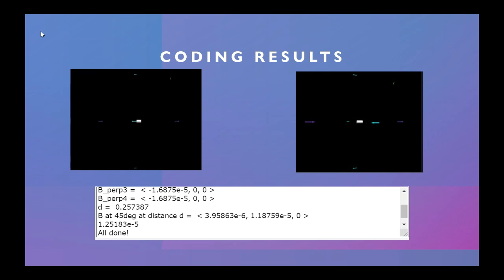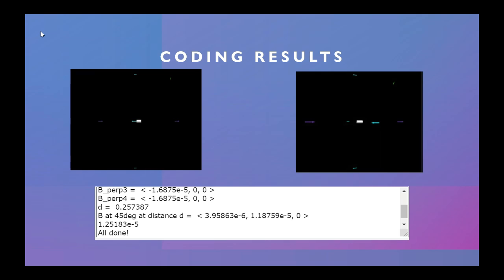These are the computational models that we found after plugging in the code. If you'll notice, the purple arrows are the magnetic field arrows that are on the axis of the bar magnet. The blue arrows are the perpendicular arrows, the arrows of the magnetic field perpendicular to the axis, and the green arrow at the top right is the magnetic field found 45 degrees off the axis.